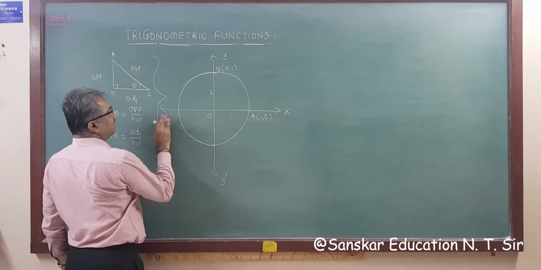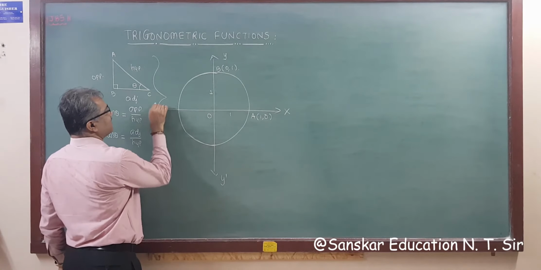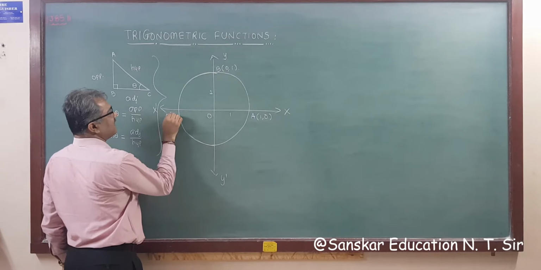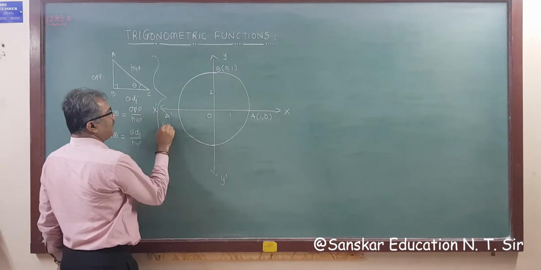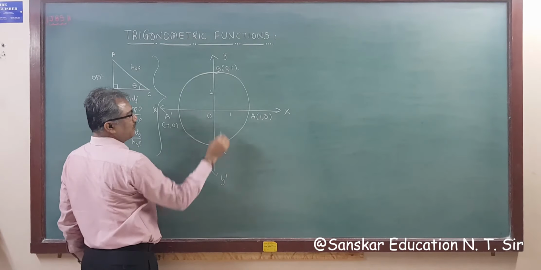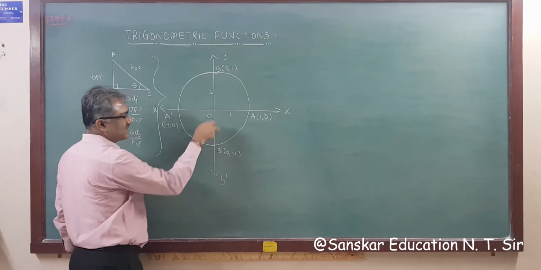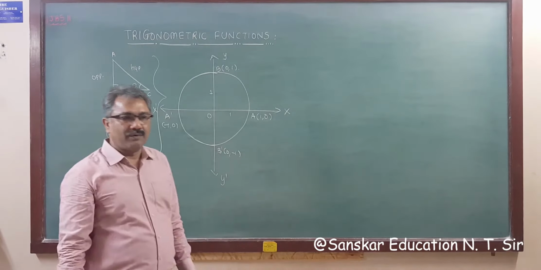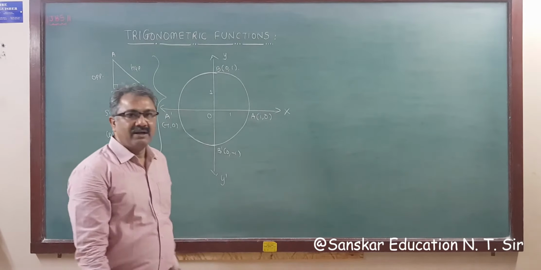Similarly, this is x dash, this is A dash, then A dash becomes (minus 1, 0), and this point is B dash, so this is (0, minus 1), because this is in the negative direction of the y axis.